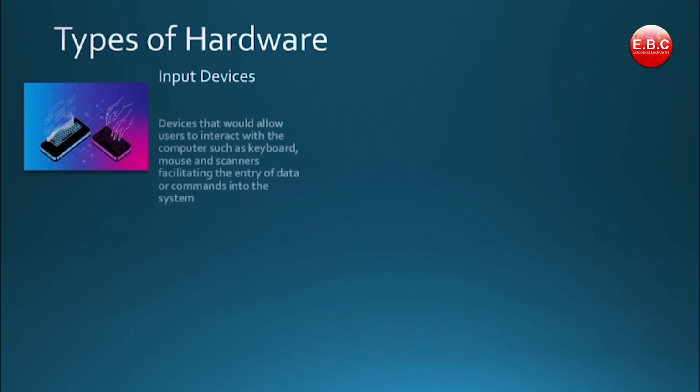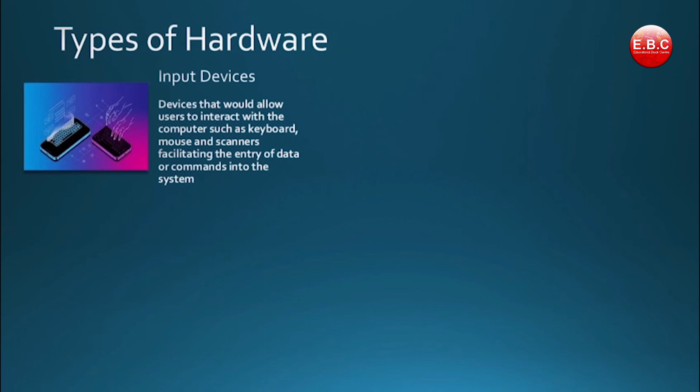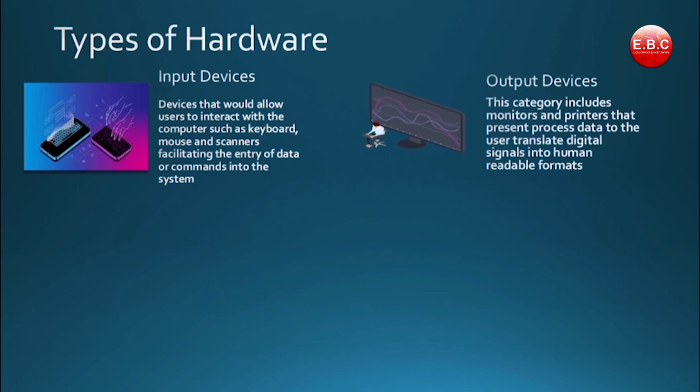First one, input devices. Devices that allow users to interact with the computer, such as keyboard, mouse and scanners, facilitating the entry of data or commands into the system. Next one, output devices. This category includes monitors and printers that present processed data to the user, translating digital signals into human readable formats.